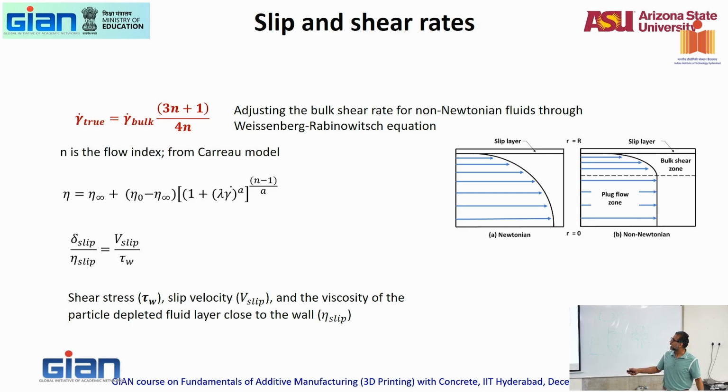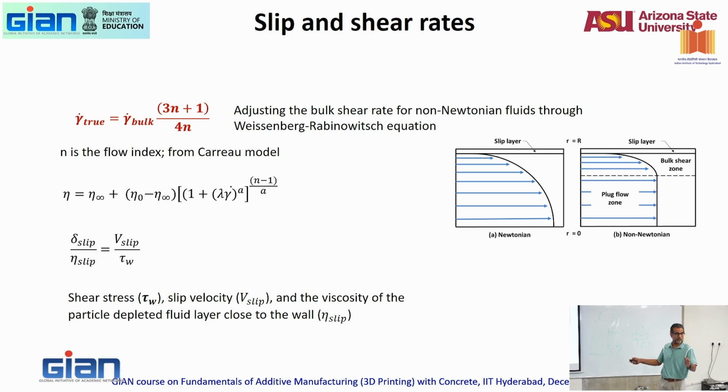It's a viscosity as a function of your ultimate viscosity plus some average viscosities and all of that, and shear rate. Viscosity as a function of shear rate. So you get what's called the flow index from this model, and then you get the true viscosity is bulk velocity. So that's your slip layer. If it's a Newtonian fluid, that is your distribution. Whereas if it is your non-Newtonian fluid, you have a bulk shear zone, and then there's a plug flow zone.